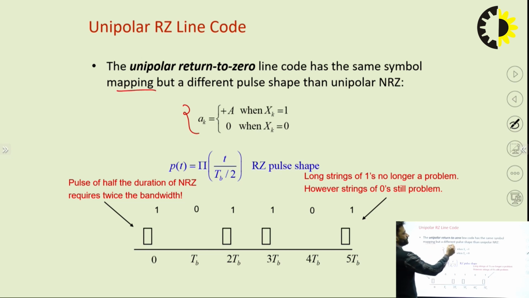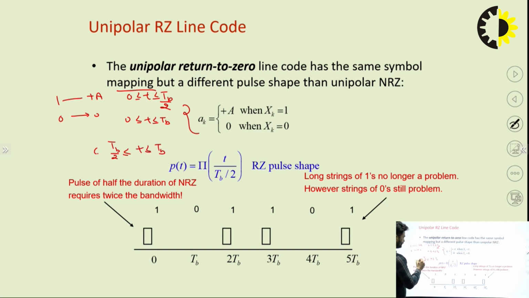Same symbol mapping means 1 is represented by plus A and 0 will be represented by 0 volt, but different pulse shape means here we represent plus A for TB by 2. Only for the half duration it will show a value of plus A. For the next, 0 will be represented by the 0 voltage for the complete TB. For the next TB by 2 it shows 0 when 1 is transmitted. I will show you the example.